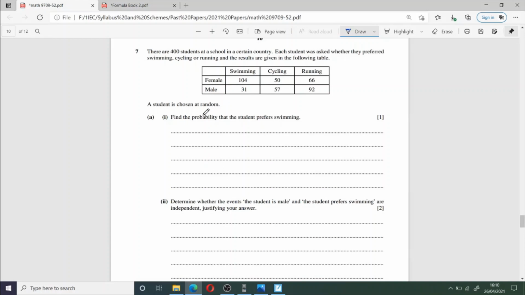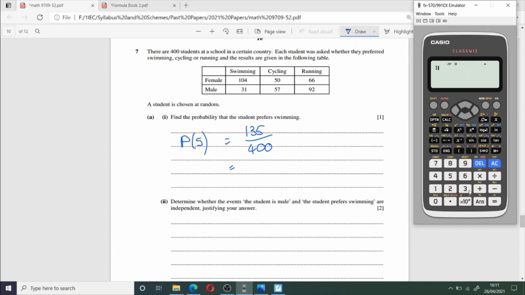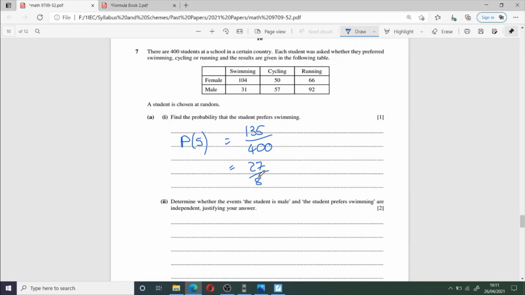Question 7a starts like a fairly straightforward probability question. We want the probability that they prefer swimming. So let's add these up. That's 135 over the total, because we're picking a student at random from everybody. So 135 over 400. We can simplify it, or maybe write it as a decimal. Let's see what we get. 27 over 80. Let's write it as 27 over 80 to keep it exact.